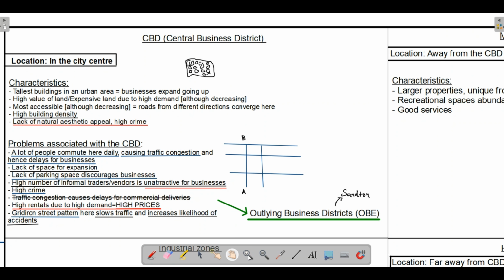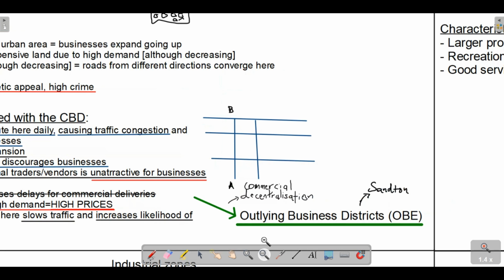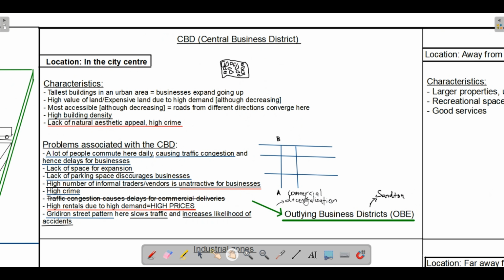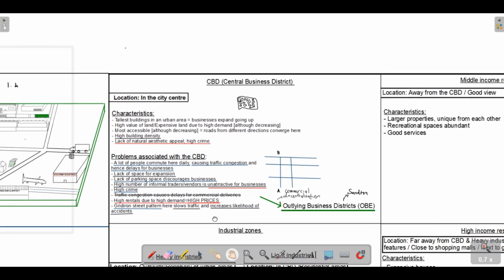So this is where businesses are relocating now, to the outlying business districts. This movement of businesses from the CBD to these areas such as the OBDs, we call that decentralization, or commercial decentralization to be specific. It's basically that movement of businesses away from the CBD. That is what commercial decentralization is. So also be able to define it, and also be able to discuss the reasons why these businesses are moving away from this CBD. That's basically a solution to the problems that are faced here. Businesses have to move out, move to other areas that are attractive. OBDs are attractive to business investors.